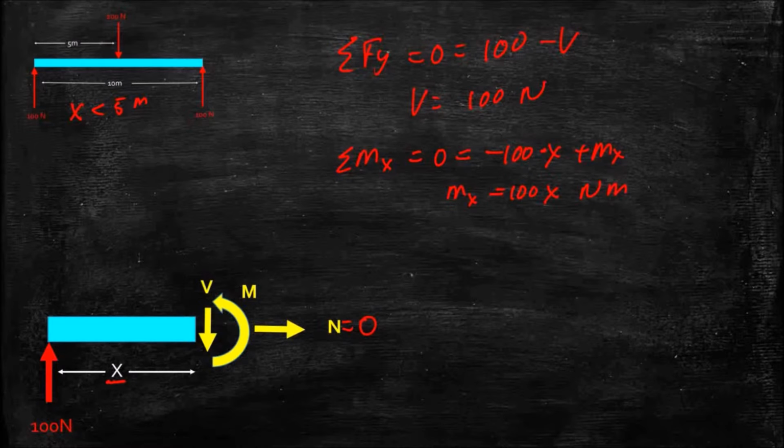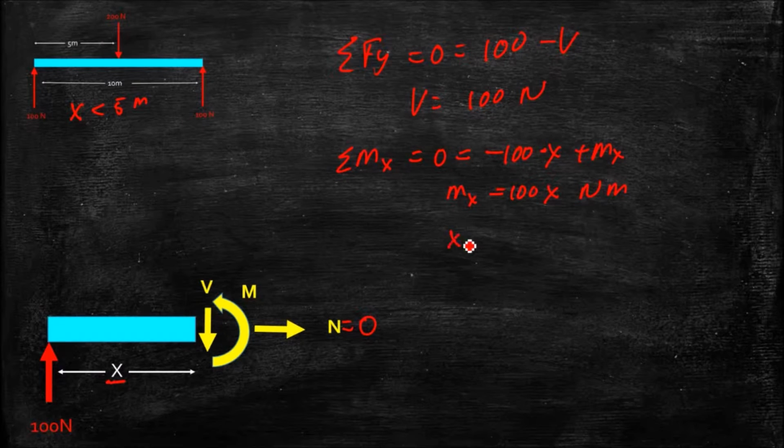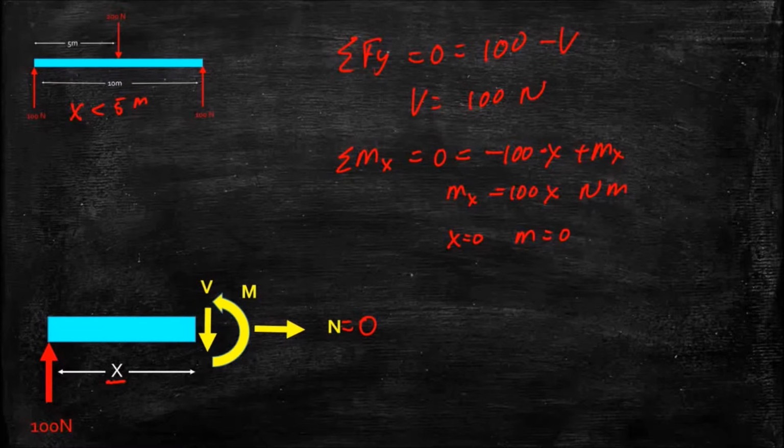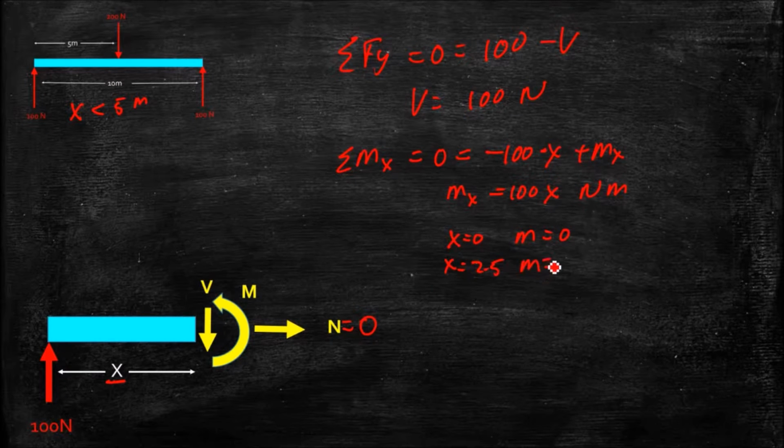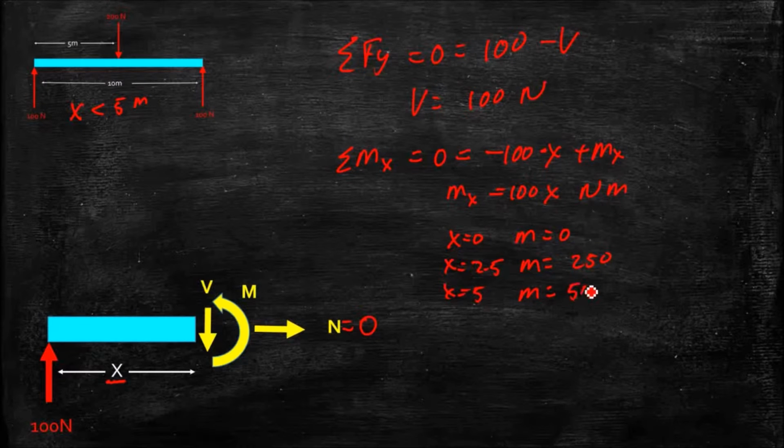And we can calculate a couple values. If x equals 0, our moment is equal to 0, and that makes sense. When you're right at the end, there's no leverage, you don't get any bending. If x equals 2.5, our moment is going to be equal to 250. If x equals 5 meters, our moment equals 500 Newton meters.